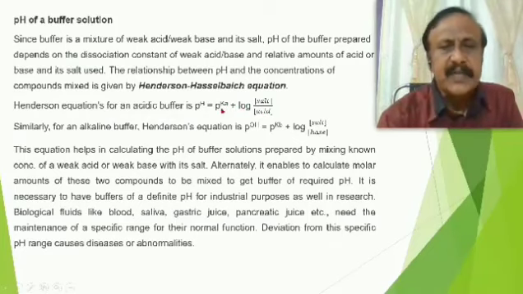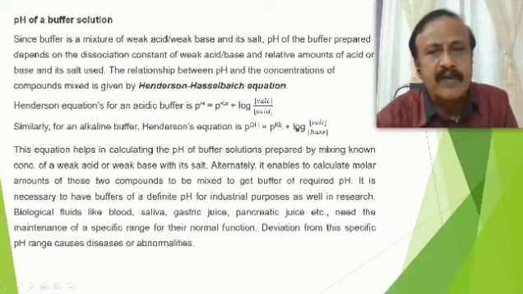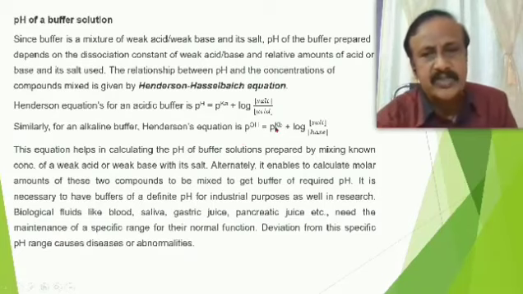Similarly, for an alkaline buffer, that is, if we prepare a buffer solution using a mixture of weak base and its salt, then the Henderson equation is pOH = pKb + log of concentration of salt divided by concentration of base. Look at the changes here. pOH is the negative logarithm of hydroxyl ion concentration. pKb is the negative logarithm of base dissociation constant.